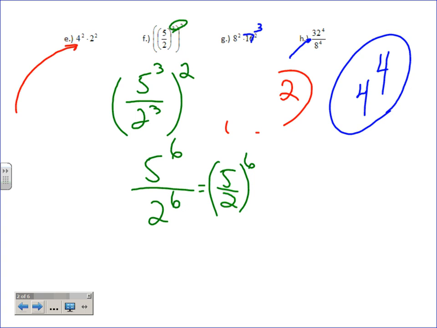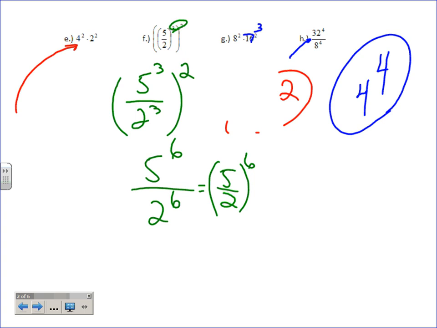It'd be a pain. Really, there isn't any way to manipulate that problem. If you were asked to simplify that one, I would pretty much say that's as good as you can do, unless you type it into a calculator or happen to know what 8 to the second times 7 to the third is. Otherwise, you're on your own. I'm more concerned about you being able to manipulate exponents and bases. But great question.